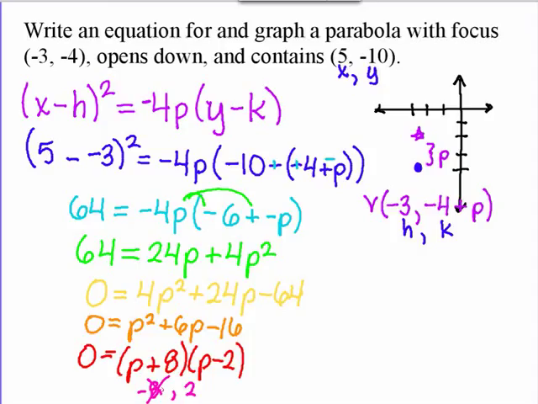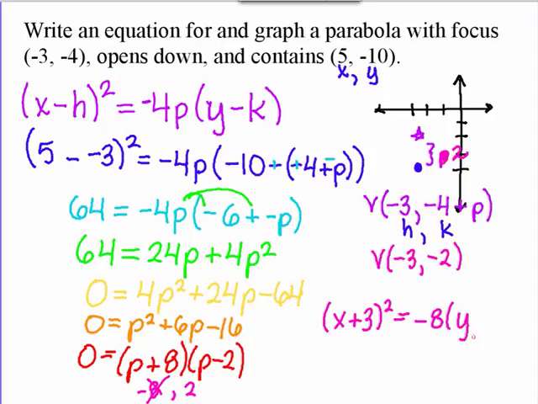So we're going to focus on the 2 right now. The reason why p has to be 2 is because it can't be negative in this case. And so if I plug in 2 right here, what are the coordinates of my vertex? (-3, -2). So now I have to plug that into my equation over there. So my equation is going to be (x plus 3) quantity squared equals, what's -4p going to be? -8 times (y plus 2), because it's always the opposite.